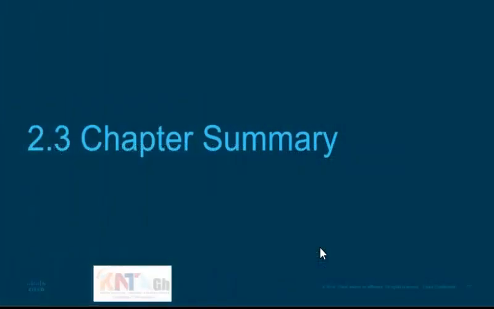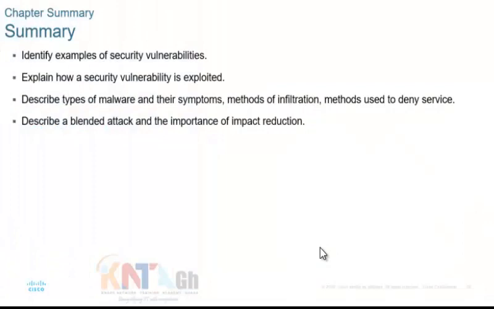So in this chapter, we have learned to identify examples of cybersecurity vulnerabilities. We have also explained how a security vulnerability is exploited. We have also described types of malware and their symptoms, methods of infiltration, methods used to deny service, and we have also described the blended attack and the importance of impact reduction.